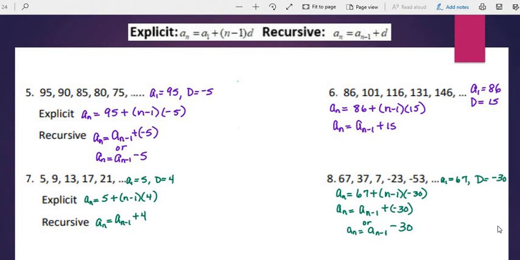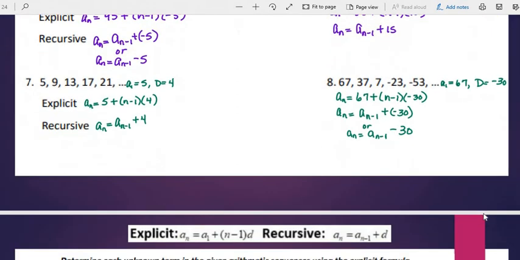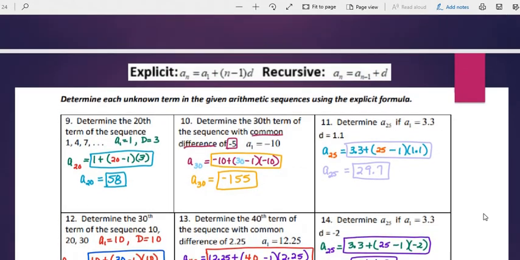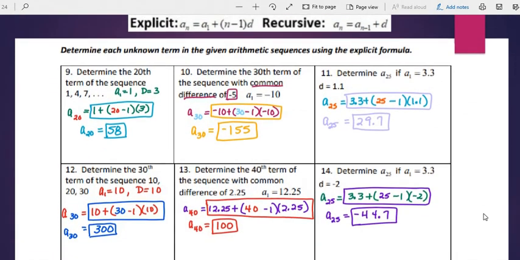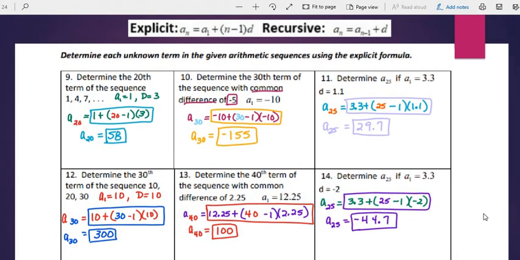So you're finding the pattern first. The very first thing, identify the a sub 1, the first term in the sequence, and then identify the common difference. Once you have those two, you can use the recursive formula right here and the explicit formula substituted in. Now, here we're looking at actually solving problems using the explicit formula.